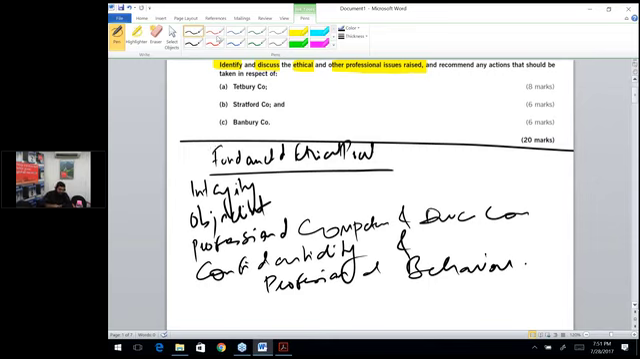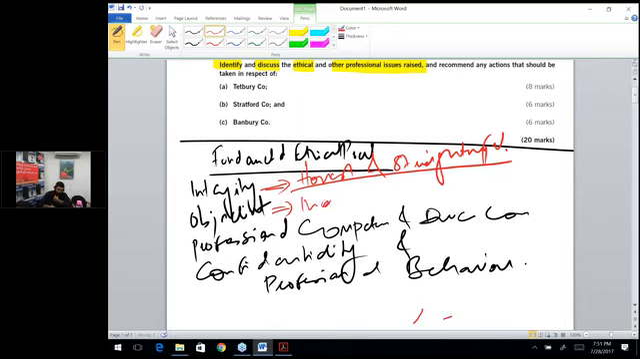Now what exactly are these principles? Number 1 of them is integrity, which means the accountant or the auditor has to be honest and straightforward. The second thing is objectivity. And what do we mean by objectivity? Objectivity majorly refers to the independence of the auditor.